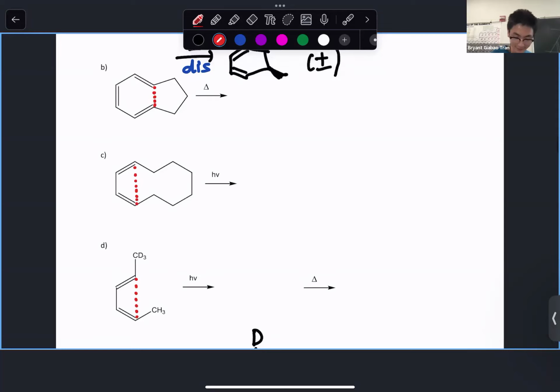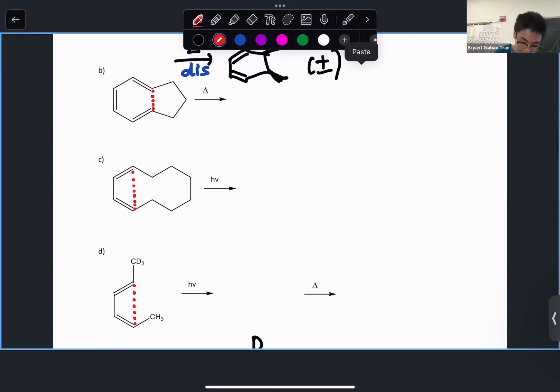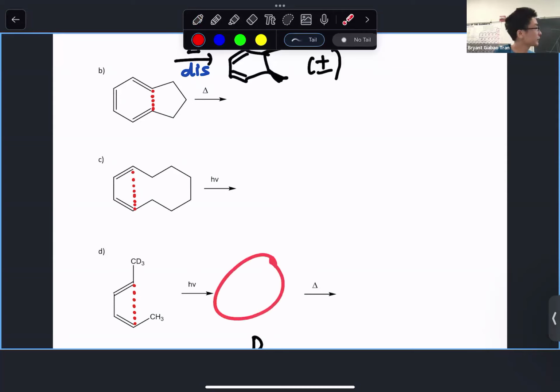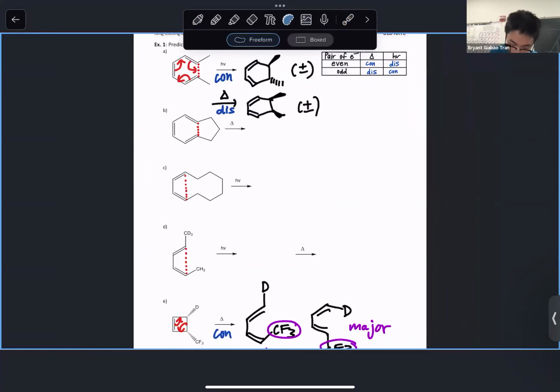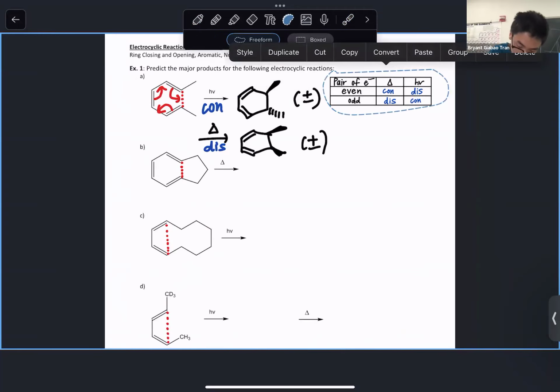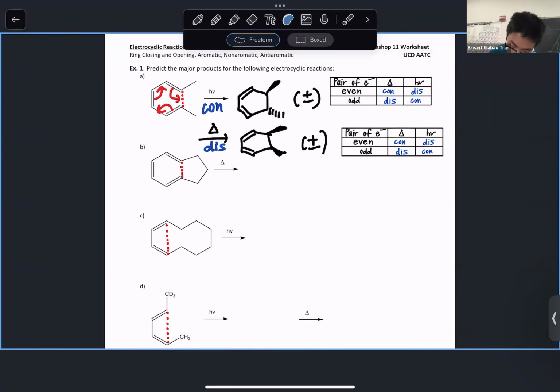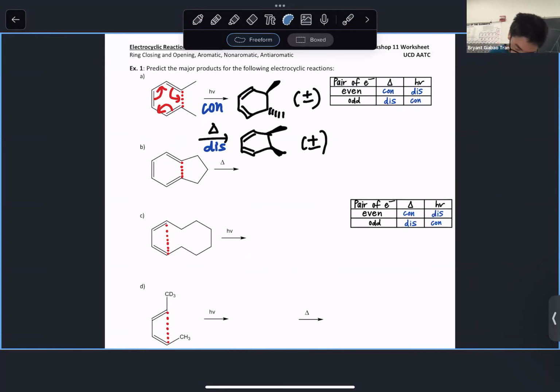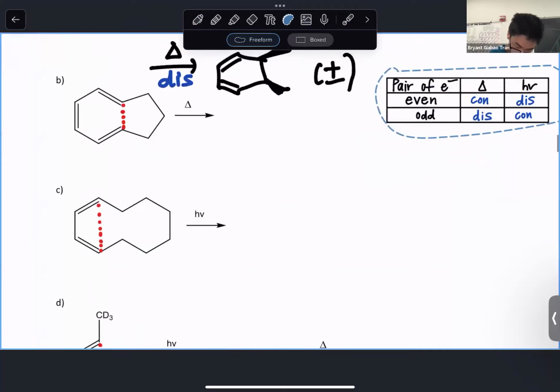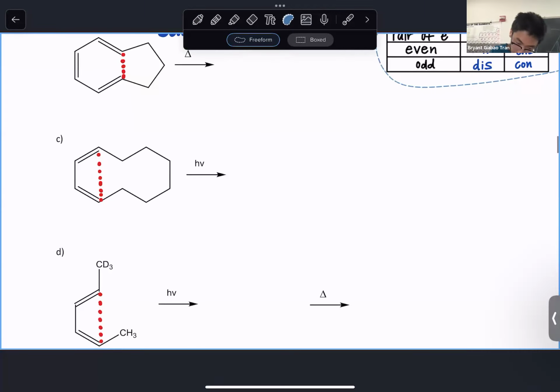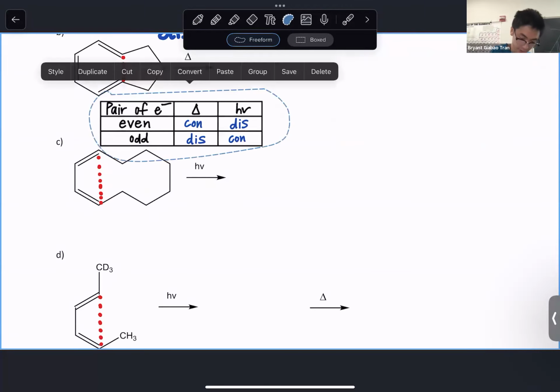And for this part D here, there are going to be two reactions. Once you get the product for the first reaction, use that as the reactant for the second reaction here. And let me put the table down to make it more clear.